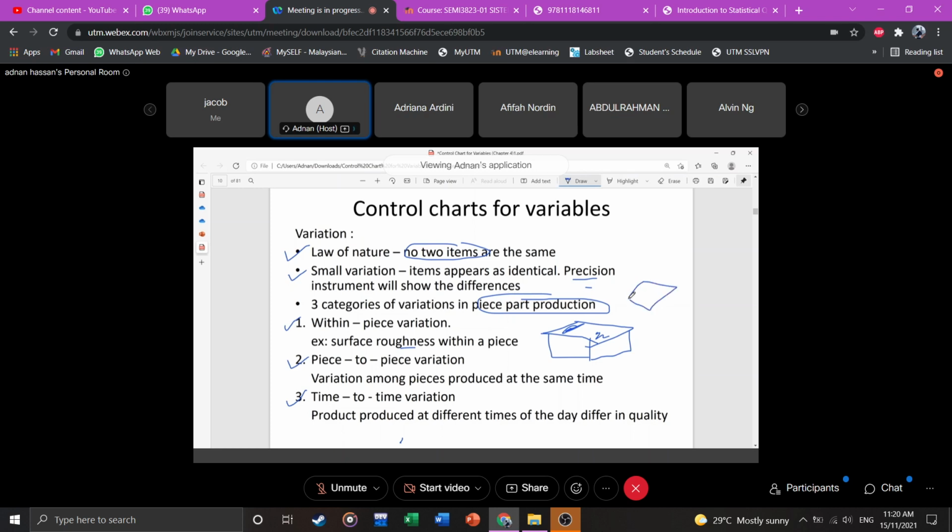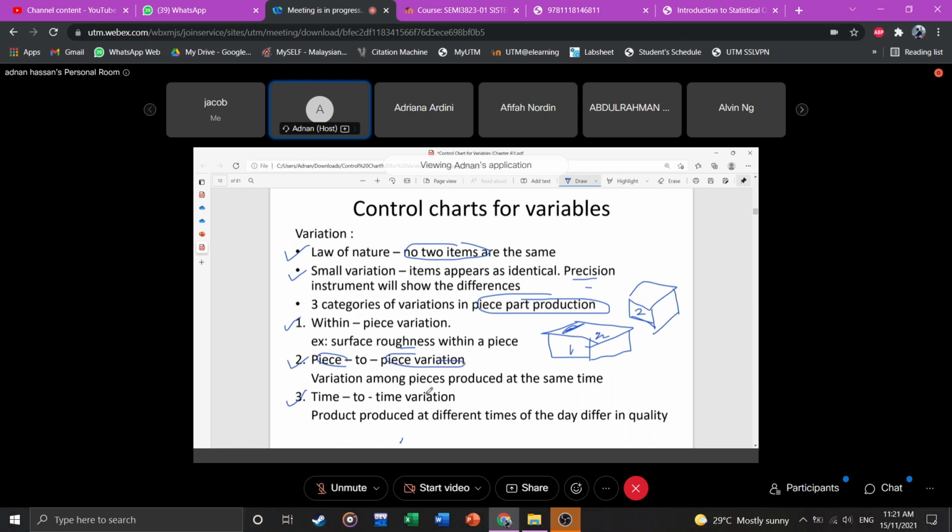Okay, when we produce many pieces, we compare piece number one to piece number two. There will be variation also. It's not going to be exactly the same. So this is what we call piece to piece variation.